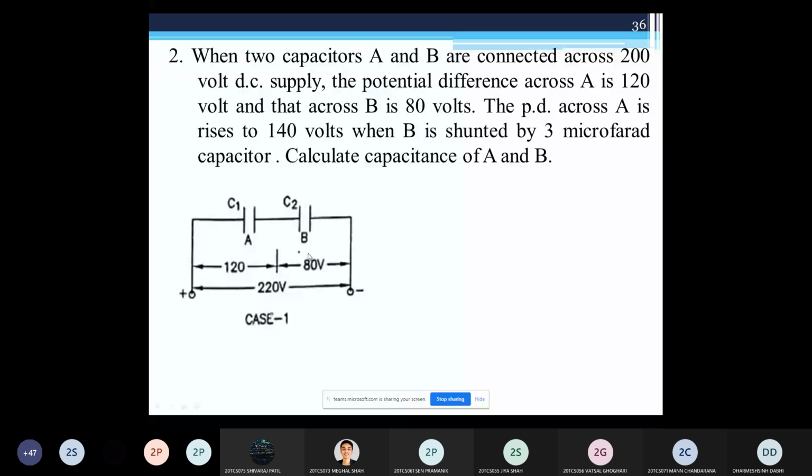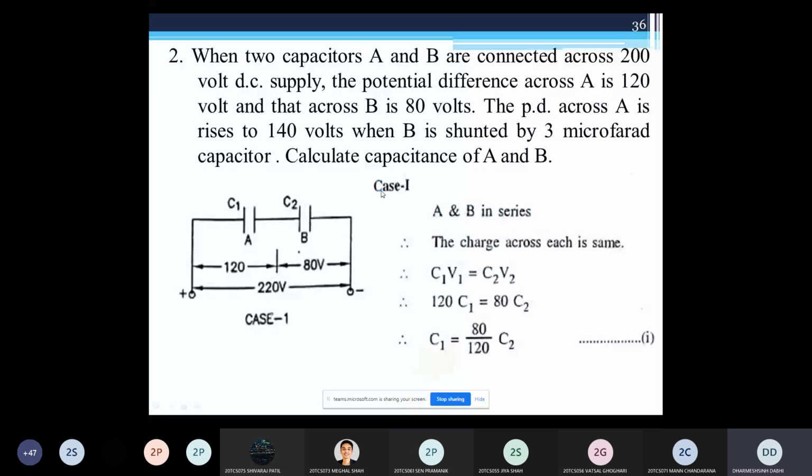So when two capacitors are connected in series, we know that the charge remains the same. So Q remains the same in both capacitors, and we can equalize: Q is equal to C1 into V1 is equal to C2 into V2. Sir, what is C1? 3.6 and 5.4 microfarad? No, I will explain. Let's understand this.